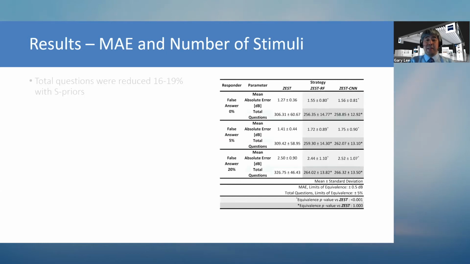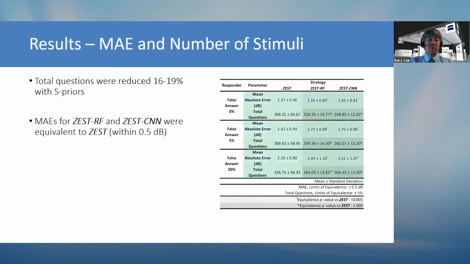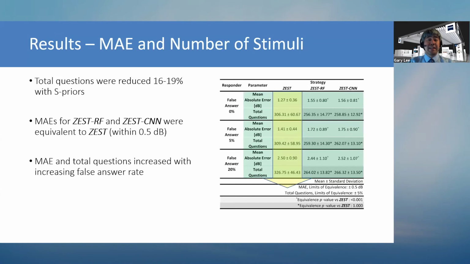Nonetheless, we saw that the number of total questions was reduced 16 to 19% with the S priors, and that the accuracies for ZEISS RF and ZEISS CNN were equivalent to ZEISS within 0.5 dB. And as expected, the accuracy decreased and the number of total questions increased with increasing responder false answer rate, or as they got more and more unreliable.